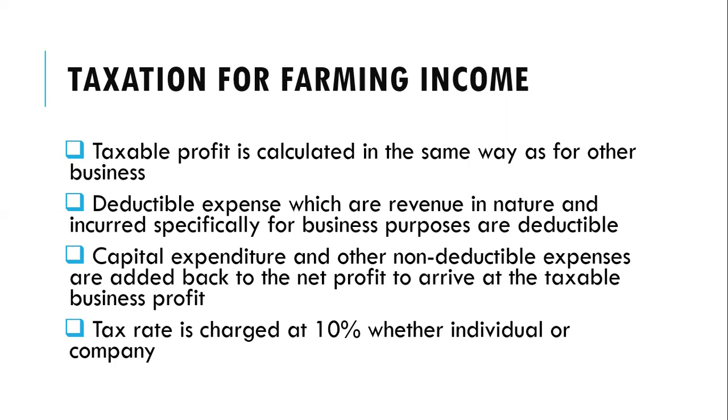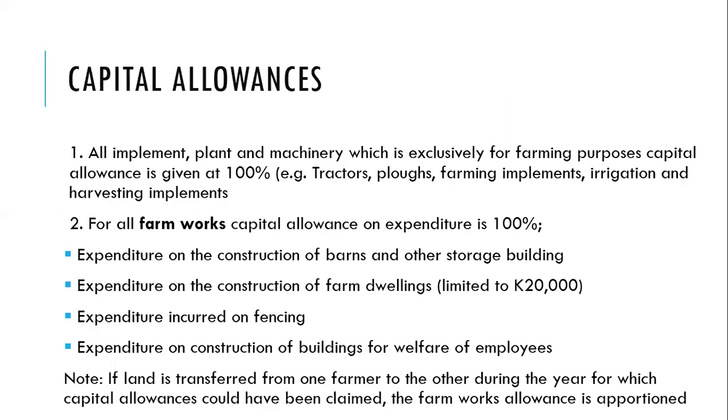When you go through a question, you're going to observe how we actually do it. Capital allowances are also given on farming income. For implements and plant machinery which are exclusively used for farming purposes, capital allowance is given at 100%. So tractors, plows, farming implements, irrigation and harvesting equipment: every implement used for farming purposes gets 100%. The whole cost is given as capital allowance. If a tractor is purchased at 500,000, for example, that amount is the capital allowance. If a plow is purchased for 10,000, that whole 10,000 is the capital allowance.